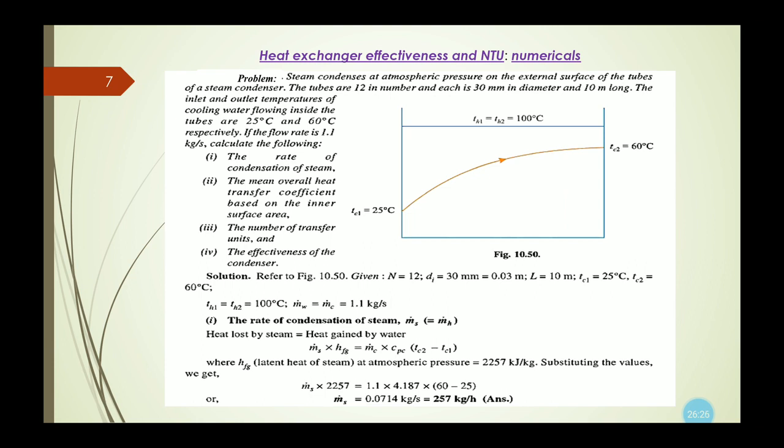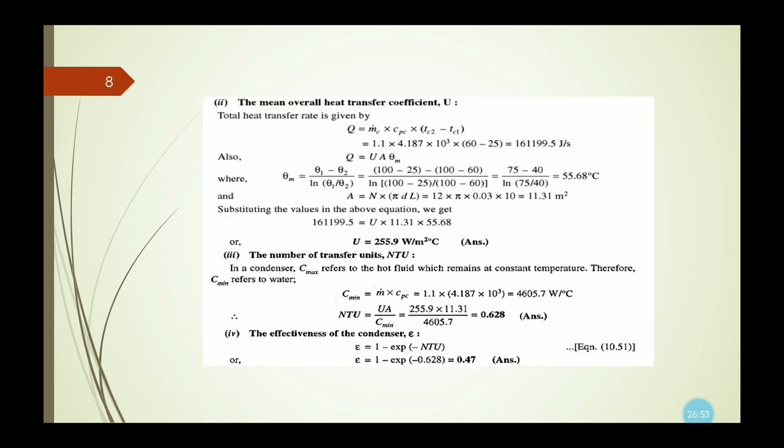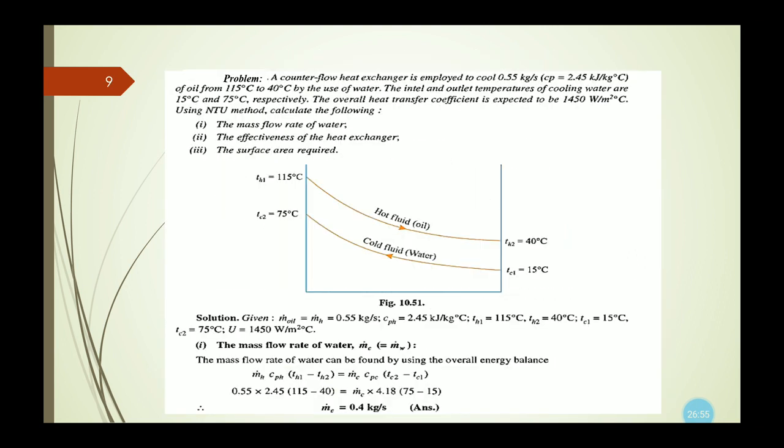Now, after that, while calculating the number of transfer units, we have used the formula of NTU, that is UA by C min. For that, based on our concept, we have chosen what is the value of the C min, whether it is for the hot fluid or cold fluid. Then finally we have considered that special case of the effectiveness formula, and we have used that formula directly to find the effectiveness of the condenser in this numerical. So let us discuss the next numerical.